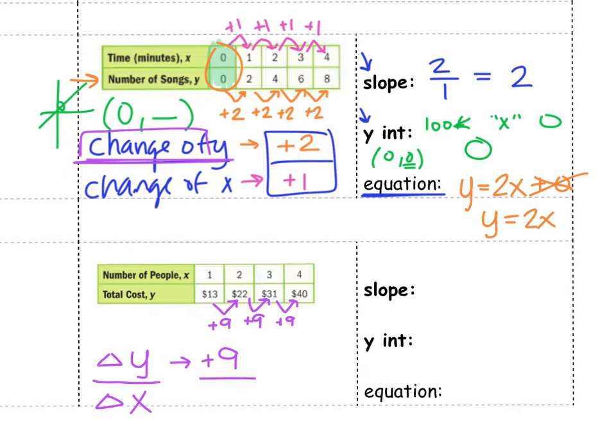Now we look at the x's. Remember, x's are on top. 1 to 2, plus 1. 2 to 3, plus 1, 3 to 4, plus 1. So my x's every time went up by plus 1. 9 over 1 is my slope, or just 9. Now, unlike our first example, I can't just look at this table and see where x is 0. When I look at the x's, I only have the numbers 1 through 4. I don't have 0, but that's not going to stop us.